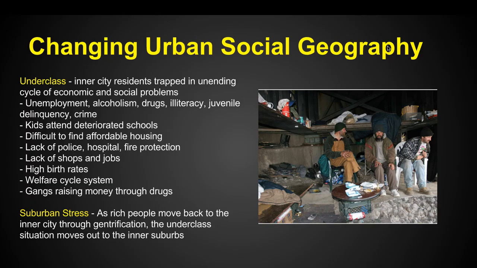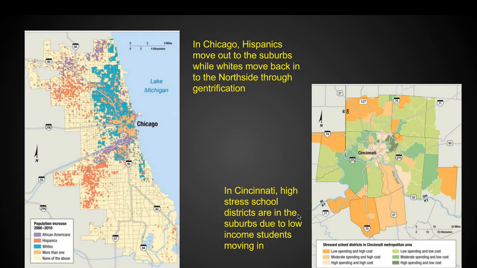Suburban stress. As rich people move back to the inner city through gentrification, the underclass situation moves out to the inner suburbs. So you have people that are traditionally living downtown. They are forced out by people coming back in through gentrification. They're pushed to the inner suburbs. They're moved to a new location, and we start to see stress then in the suburbs.